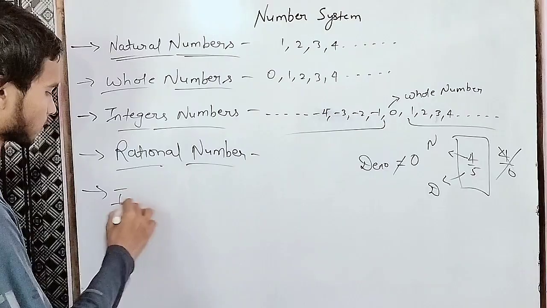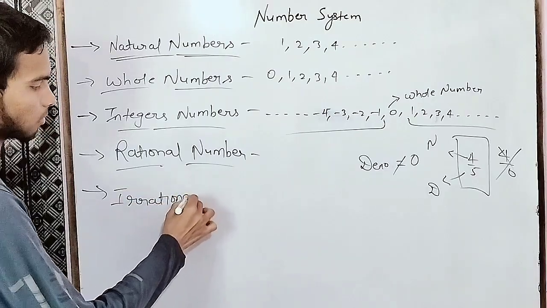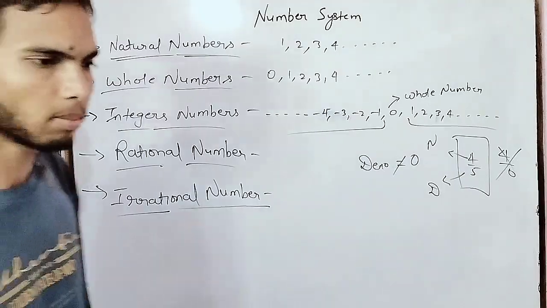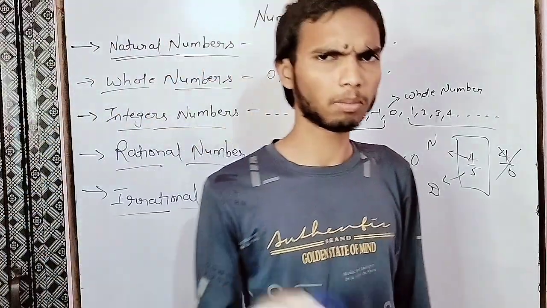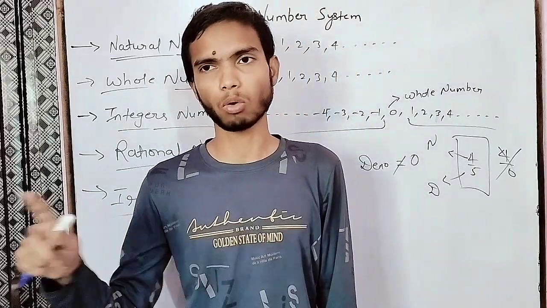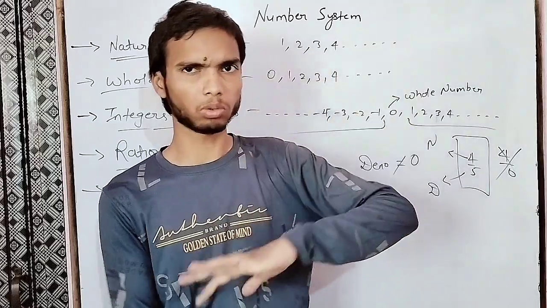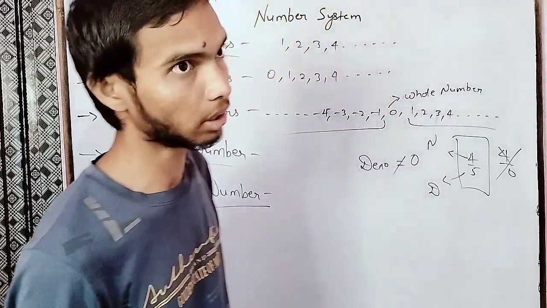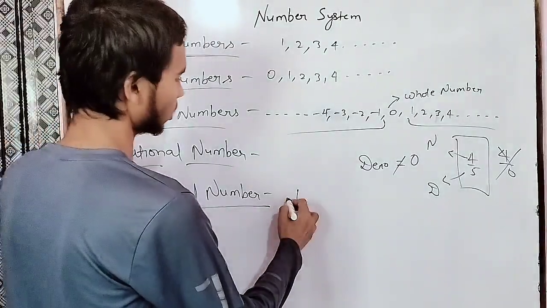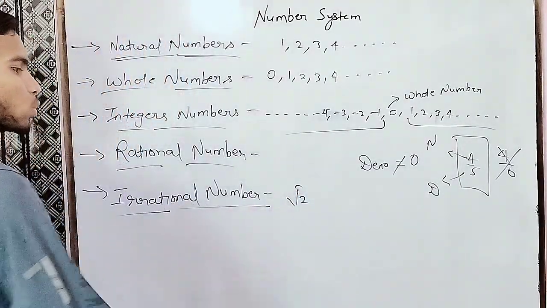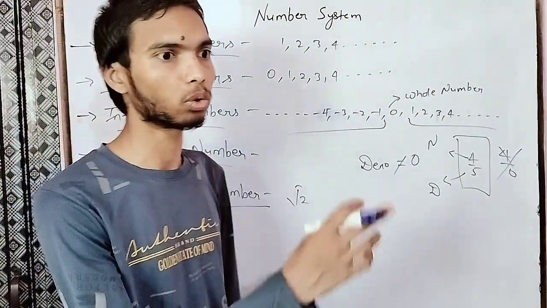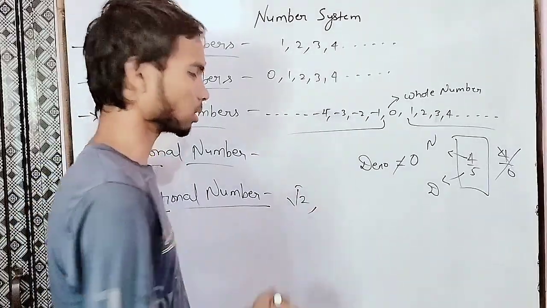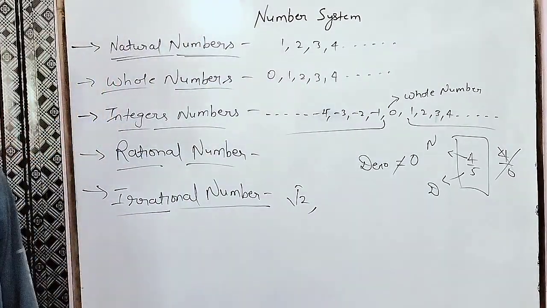Next, irrational number. Any number, whatever you are taking, if that number cannot be represented in the form of P upon Q, then that number will come in the category of irrational numbers. For example, let's start from 2. This root 2 cannot be represented as a fraction upon 1. But it should not be a perfect square.